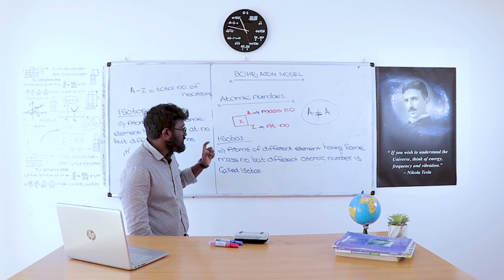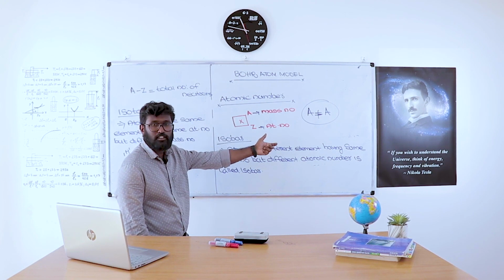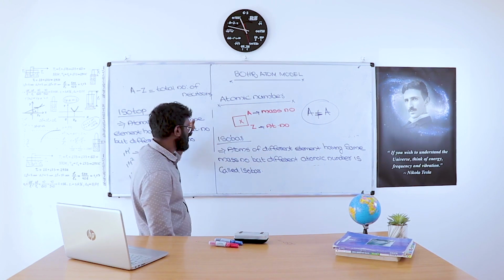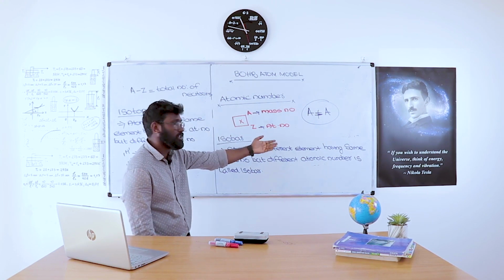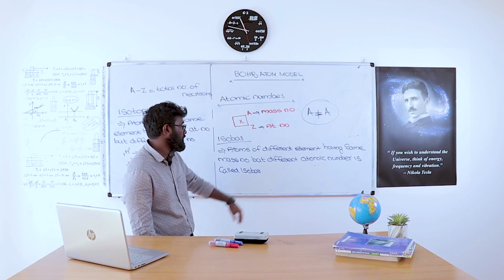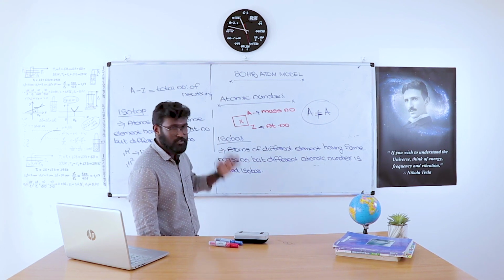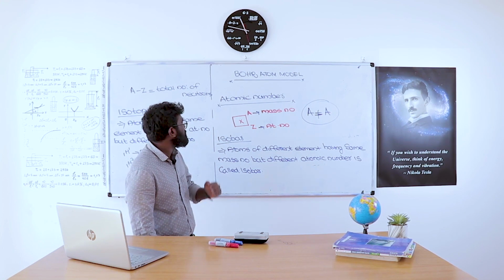Atoms of the same element having the same atomic number but a different mass number are called isotopes, and atoms of different elements having the same mass number but a different atomic number are called isobars. These are the topics in the chapter atomic structure.